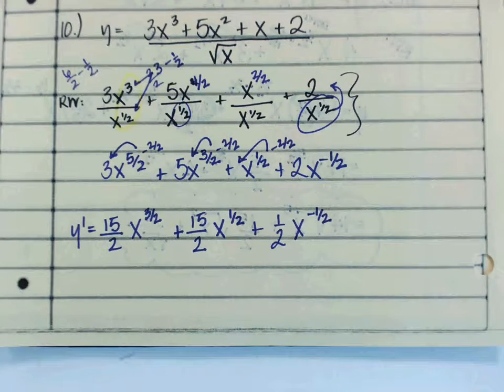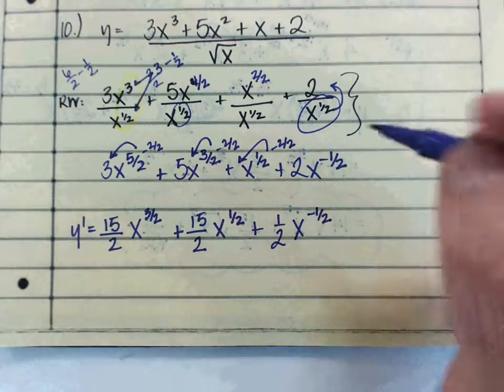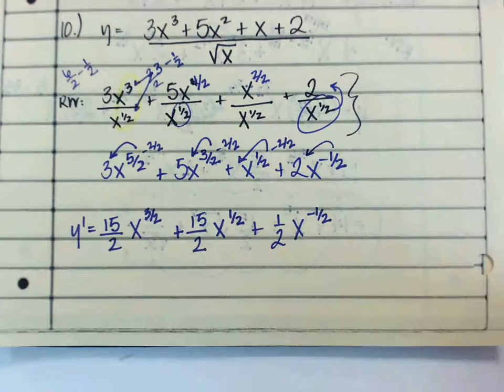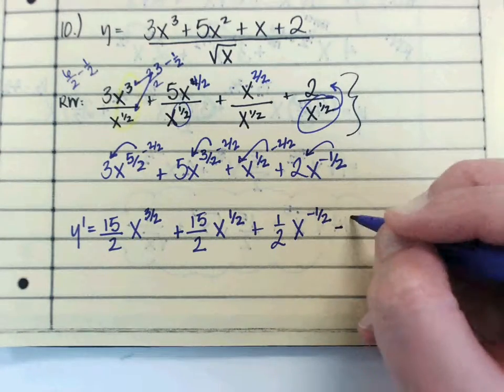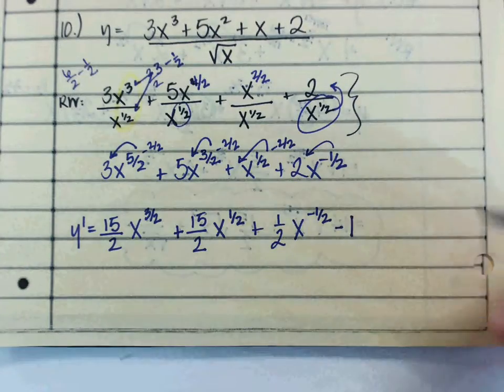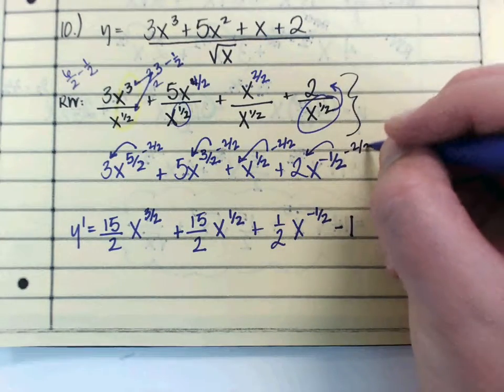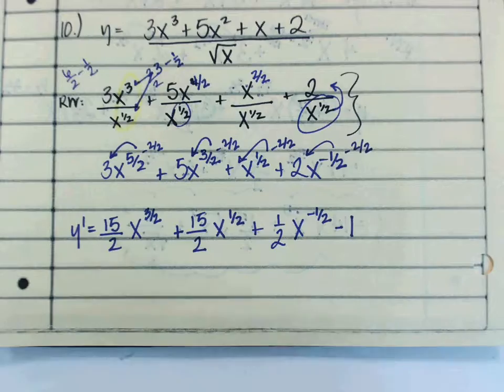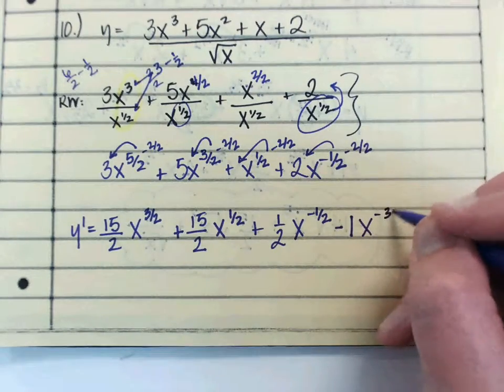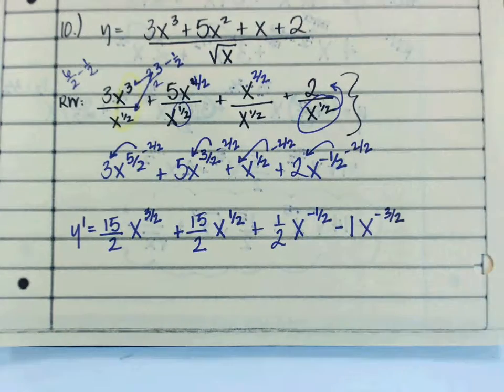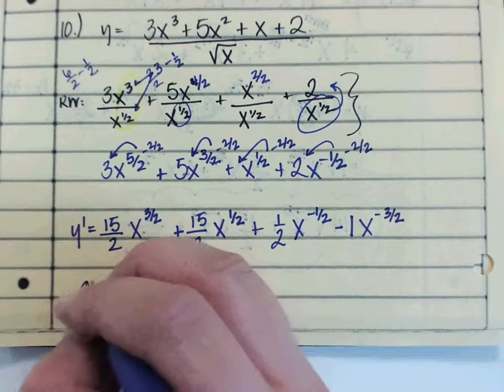Then for your last one, you have minus a half multiplied by 2. What's that? Negative 1. And then if I minus 2 halves from negative 1 half, what do I get? Negative 3 halves. Okay, then we're going to rewrite it.